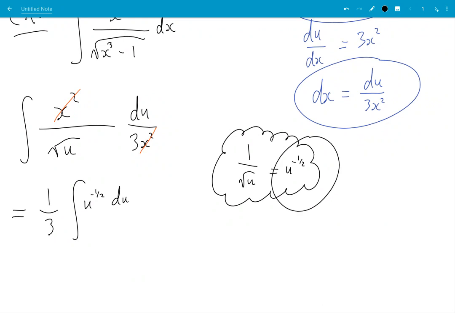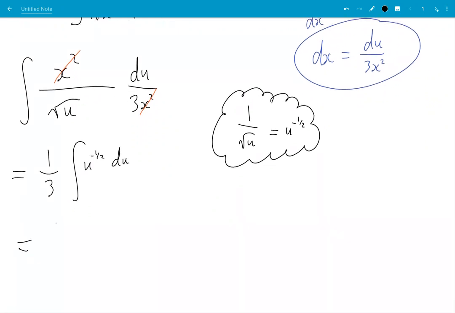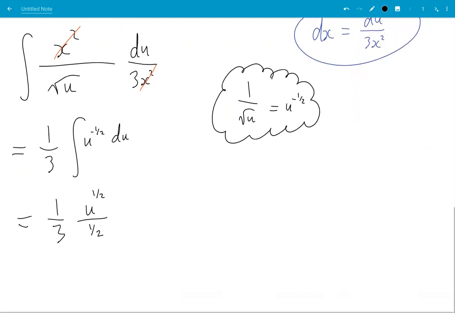And why do I want u to the minus a half? Well, it's because I want to use power rule. So what I got is u to the plus a half over a half. Okay, it's plus a half here because I've added 1 to negative a half. So what do I get? 2/3 u to the half.